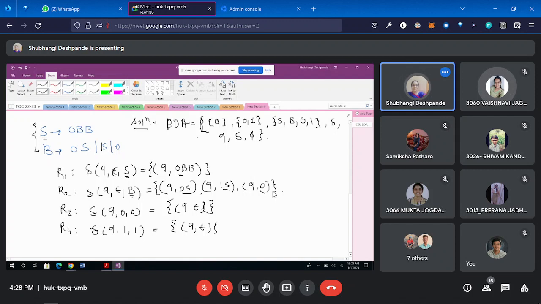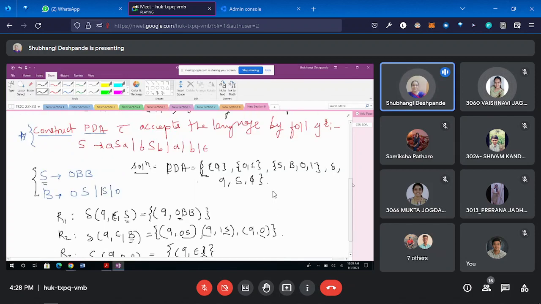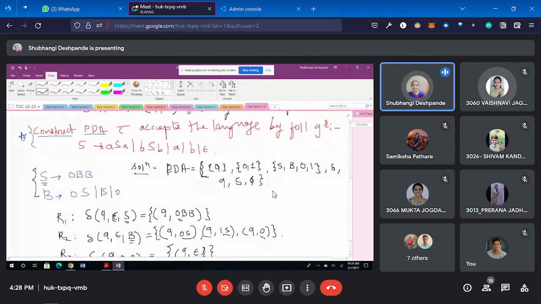Now how to construct the PDA for the given CFG, or convert the CFG to a PDA. Now next is for the palindrome. Also we can solve this with the help of the same. You can construct it with the production rules also.